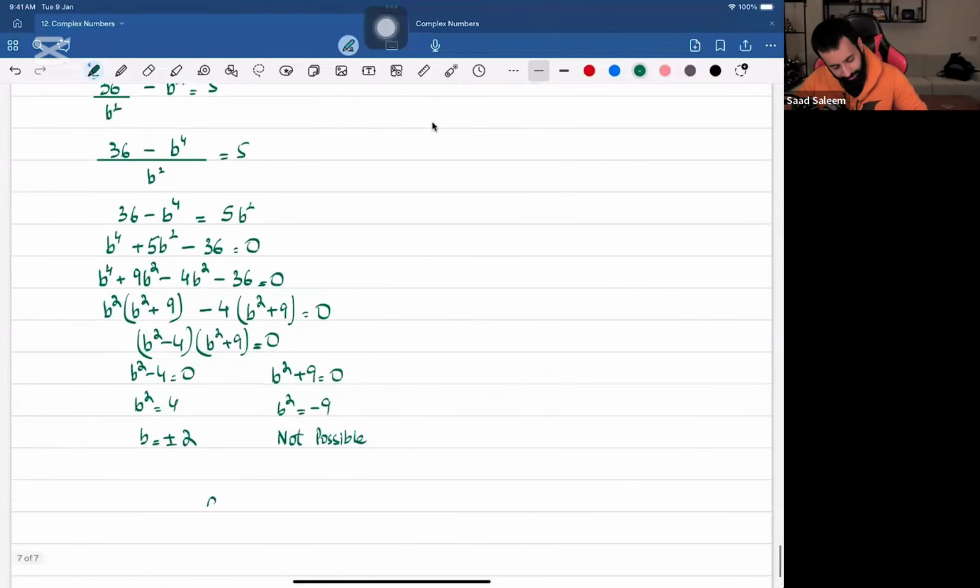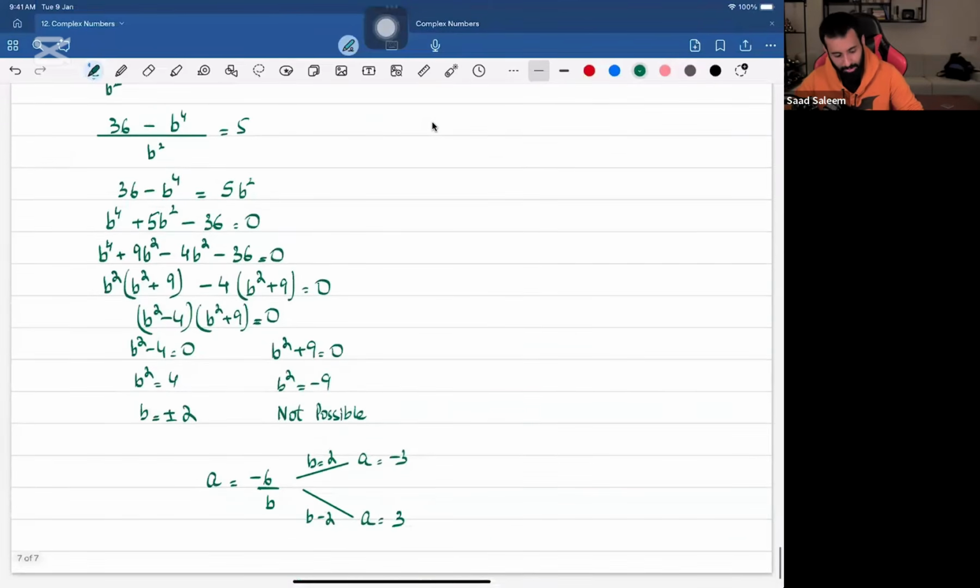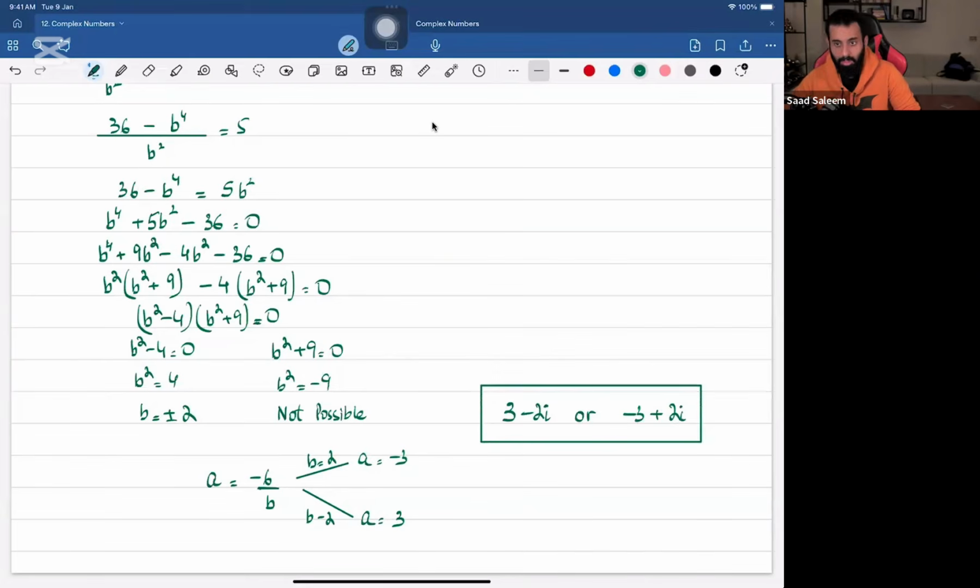So we have the value of b. Now remember, a was equal to minus 6 upon b. So when we take b as 2, a is equal to minus 6 upon 2, which is minus 3. And when we take b as minus 2, that's when we get a as positive, which is 3. So that means there are two possible square roots. One is 3 minus 2 iota, or the other is minus 3 plus 2 iota. Okay, so these are your possible answers. So when we took the square root, we got two possible answers. One is 3 minus 2 iota, the other is minus 3 plus 2 iota.